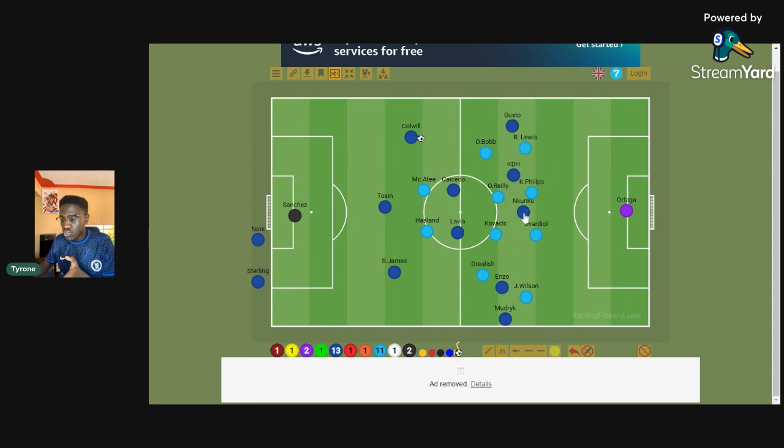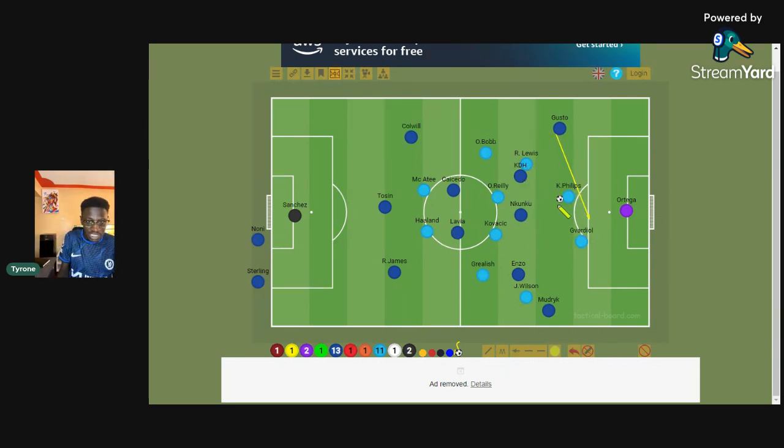Another thing was that because Nkunku was not actually occupying the center backs and was looking to try and drop deep, even if Gusto would receive the ball in this position and Dewsbury Hall would be picking up Rico Lewis, what you will notice is that Gusto would come into this position here and attempt to have a cross. But even if he tried to have a cross, Enzo was not attacking the box. Mudryk was in the far post area and Nkunku was also not there. So whenever he tried to play this cross towards this position, you will see the center backs actually intercepting the ball.